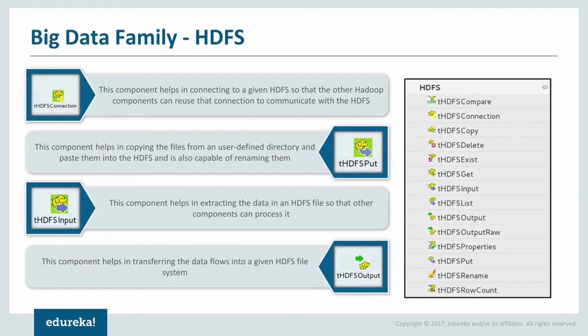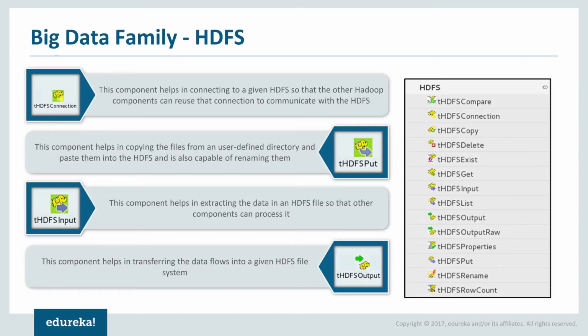As I already told, HDFS put helps copy files from a user-defined directory and transfer them to HDFS, and it is also capable of renaming them. So once I transfer them to HDFS, I can even rename them. tHDFSInput helps in extracting the data in an HDFS file so that other components can process it. I can read the input and give it to a filter or an aggregator and do whatever my requirement is. And ultimately, tHDFSOutput is for transferring the data flows into the given HDFS file system. So we have connection, input and output components, and for file transfers we also have standard components.